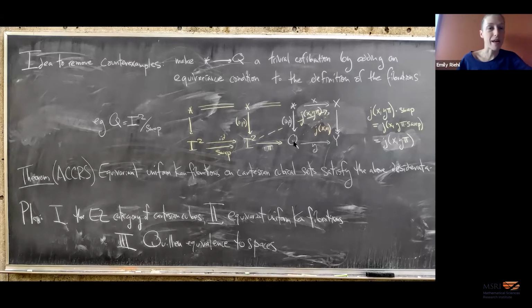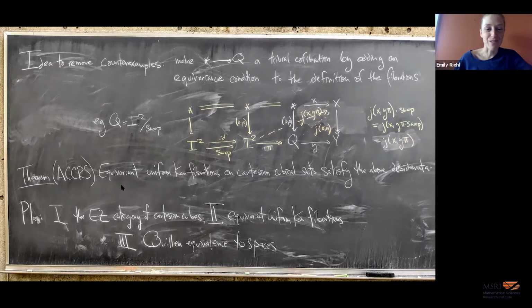And that's what's going to make these maps into these cube quotients into trivial cofibrations as well. So that's a preview of an idea that I'll repeat again. That's kind of the new idea in this model, this equivariance condition. And then our theorem is going to be that we achieve the goal.